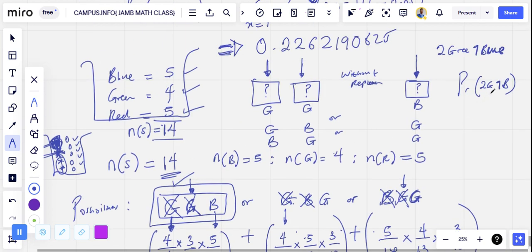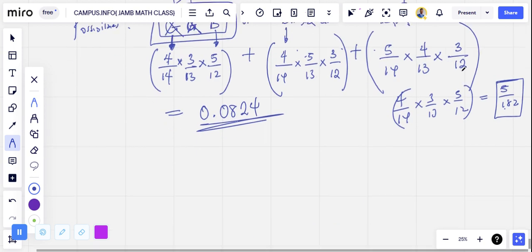But yeah, they did not give us the position for these 2 green. They did not tell us whether it is on the first and second. Was it stated in the question that these 2 green must be on the first and second? Normal English, it was not stated. Okay? Can you hear me?